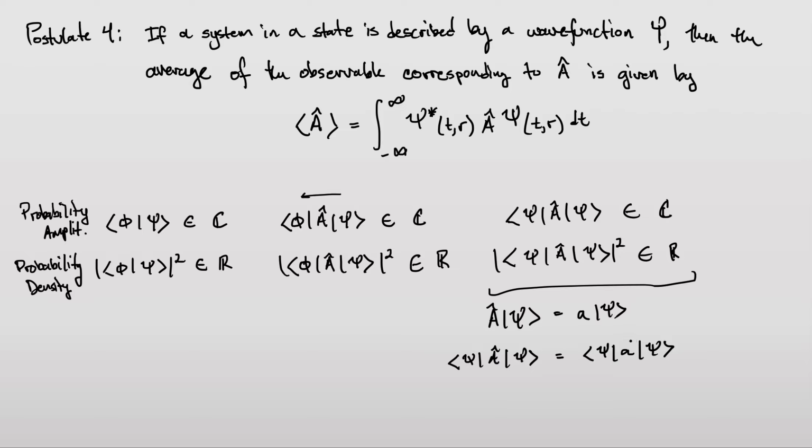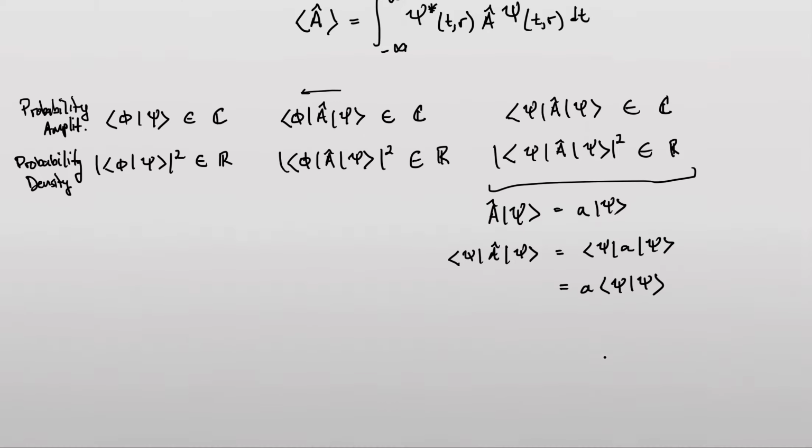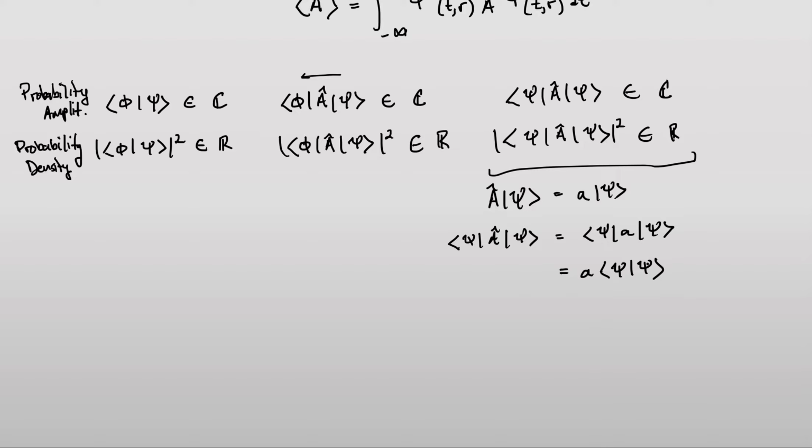All right, well, A here is a number. This is just a number that was multiplied by our state. So we can actually bring the number out and multiply that by the inner product between our two states. Again, this here is a Kronecker delta, but the two states are the same, so this is actually 1. So we end up with just A.